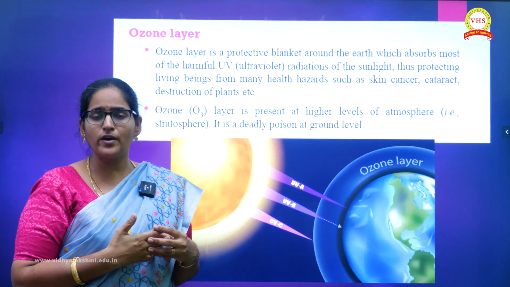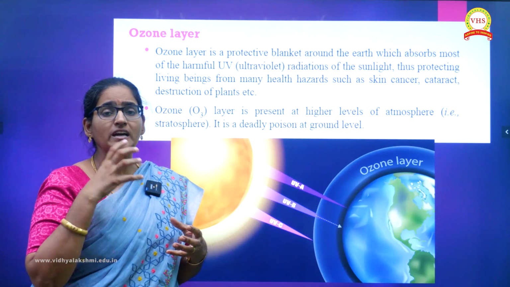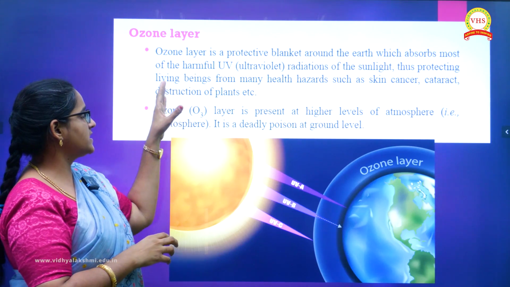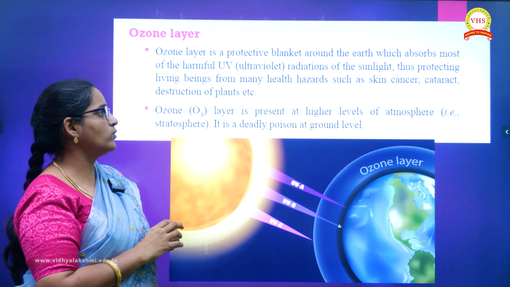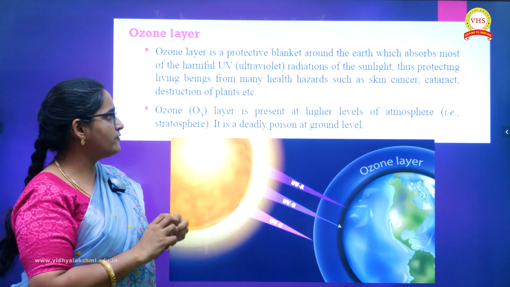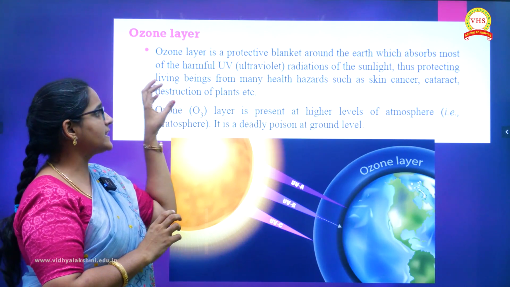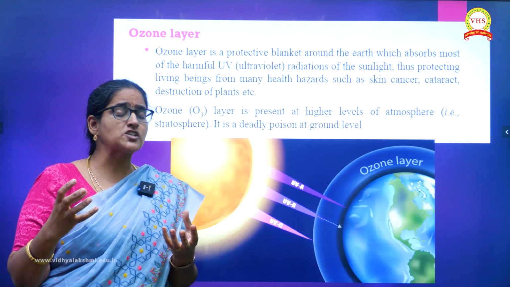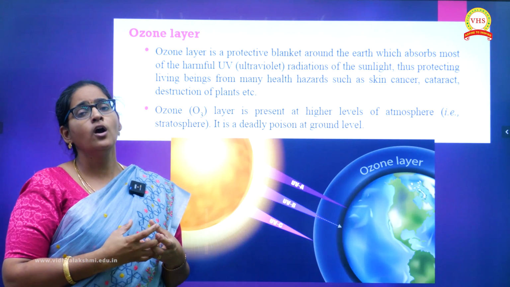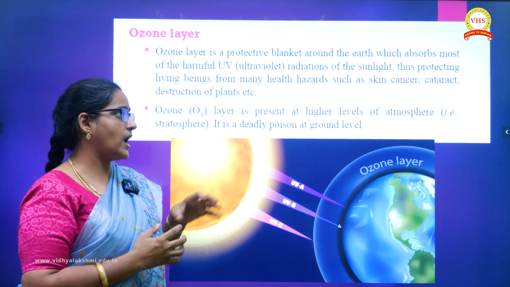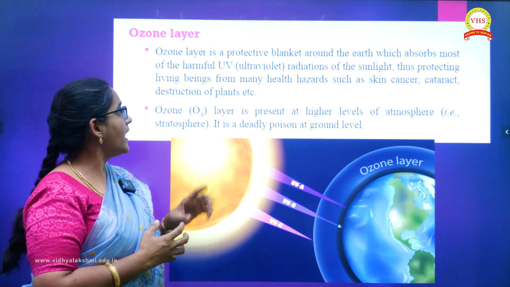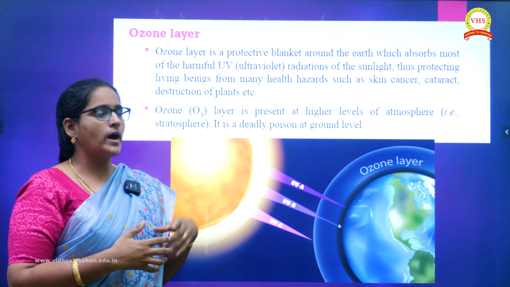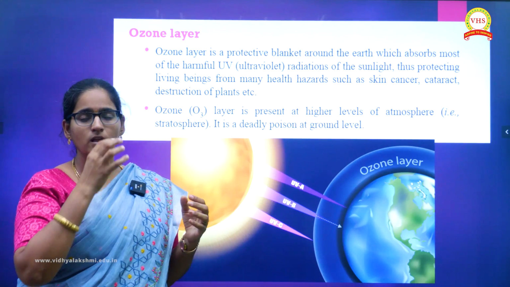So is it doing good or bad for us? Definitely it is doing a very great job. It is doing a beneficial thing for us. Again I'll repeat: the ozone layer is a protective blanket around the earth which absorbs most of the harmful UV radiation of the sunlight, thus protecting living beings from health hazards. In case UV radiation, especially this UV A type, falls on our earth surface, human beings and other animals may get skin cancer and cataract, and the crop yield of plants may be altered. It may also lead to changes in the global rainfall pattern.